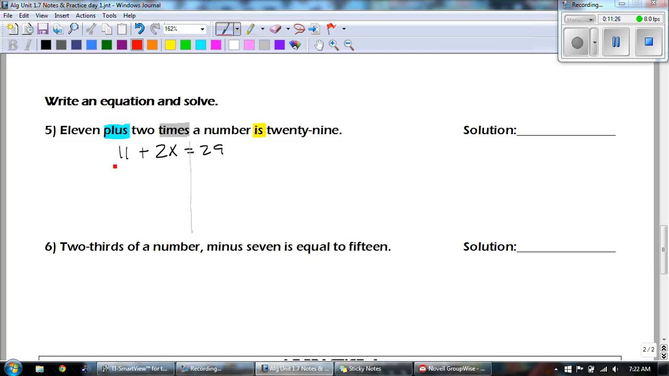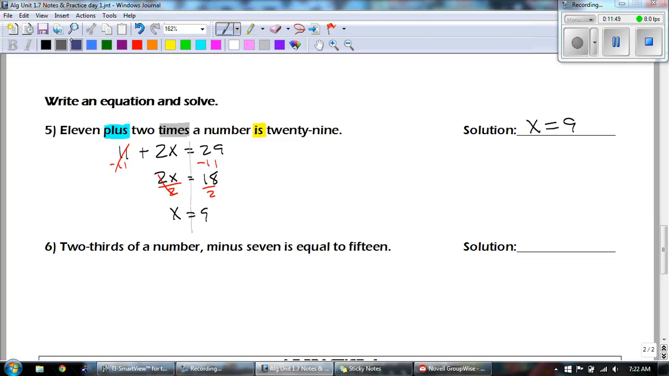Okay, so to solve it, we would subtract the 11 from both sides first. We get 2x equals 18. And then to get the x by itself, we have to divide both sides by 2. And we get x equals 9. So our solution, that number is 9.